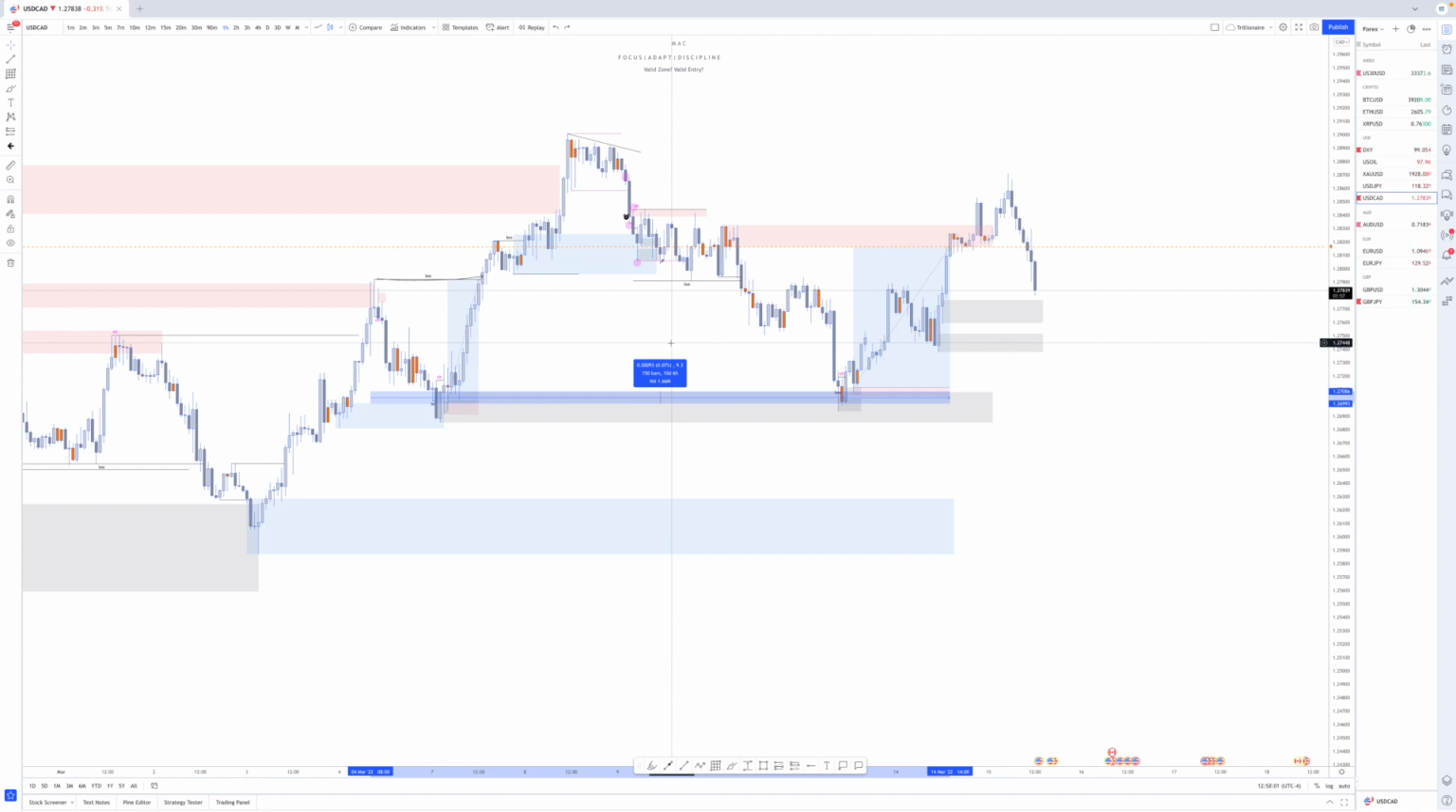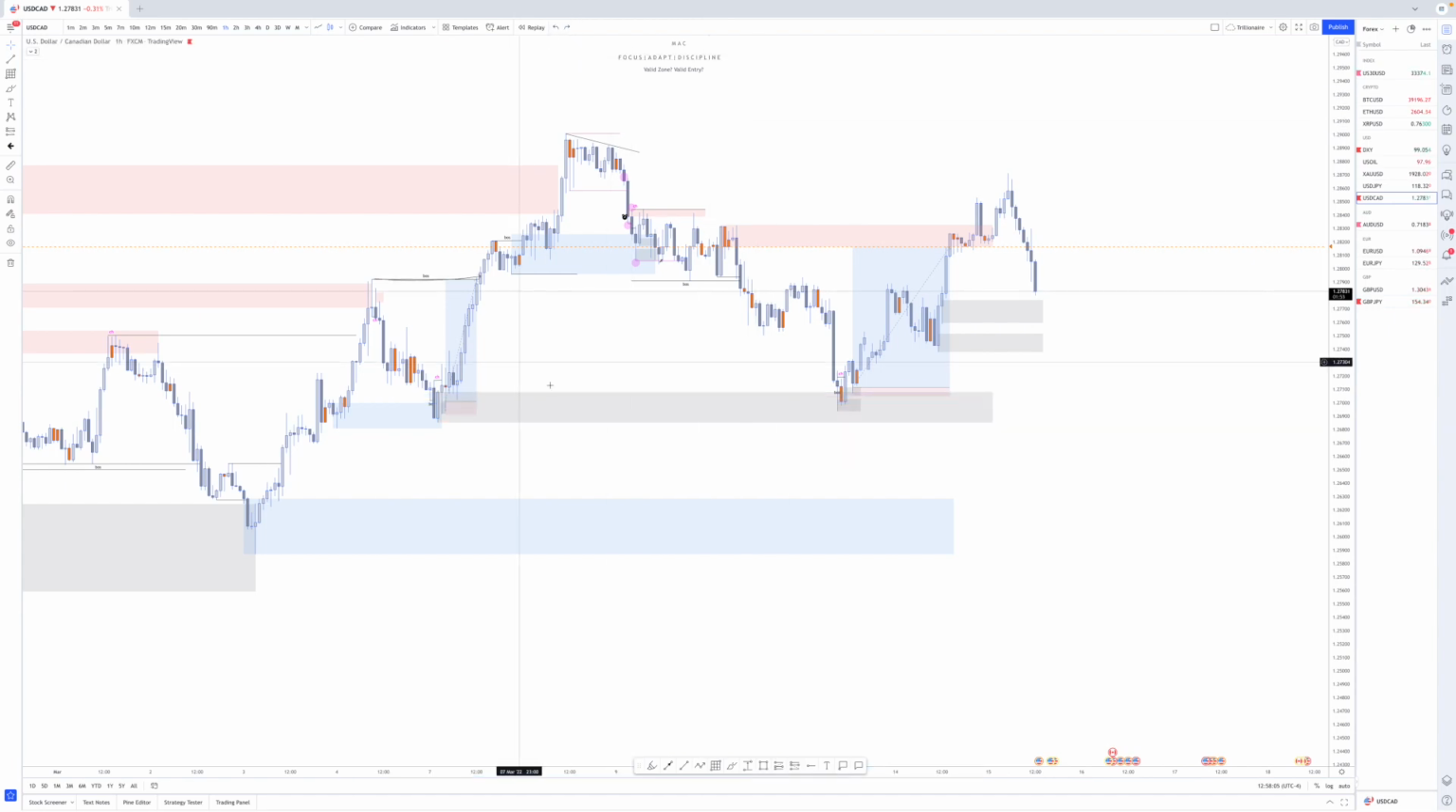It's astronomical. Now, all of these trades were not called out within the Telegram community. Okay, the only ones that were called out is this buy position here.